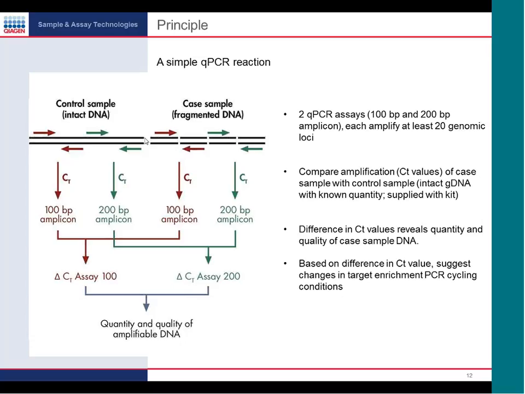It will do all the calculation on its own. It will look into the delta CT value ratios, and at the end provide you the quantity and quality of the amplifiable DNA, which will give you the assurance that each and every sample moving forward is going to give you reliable results.